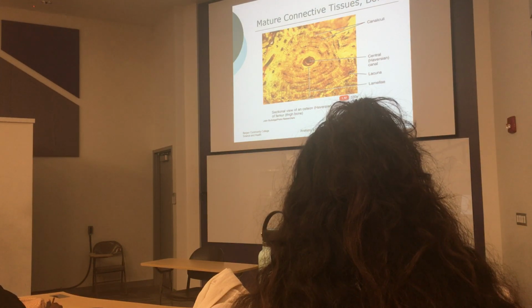These aren't cracks in the bone. Remember, bone's hard. It's got a lot of calcium in it, and a lot of fluoride in it. But these little things here are called a lacuna, which means a little lake. This is where the osteocytes are.